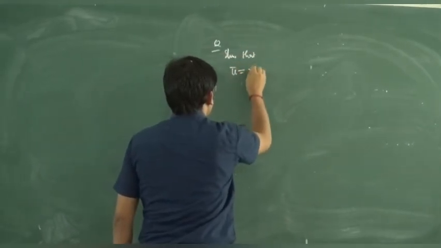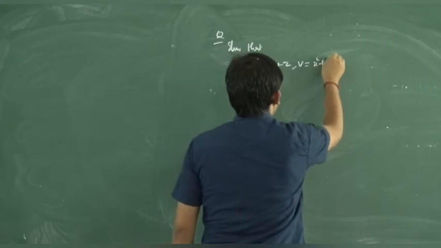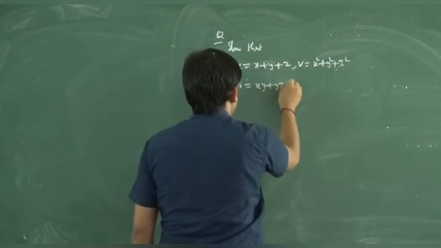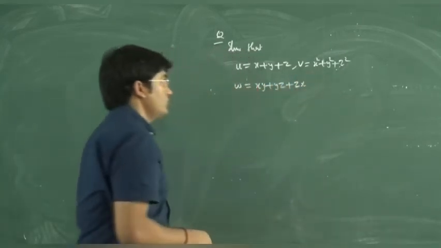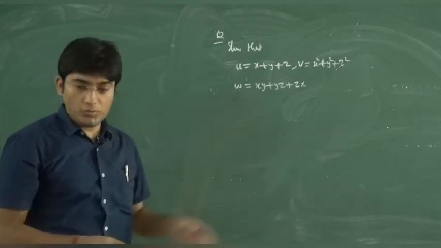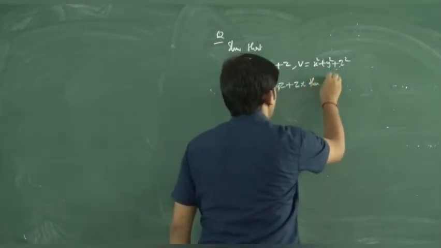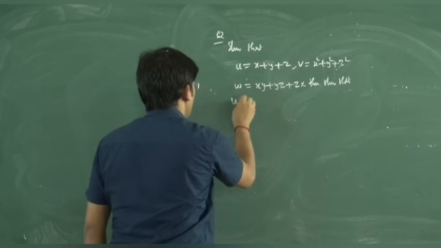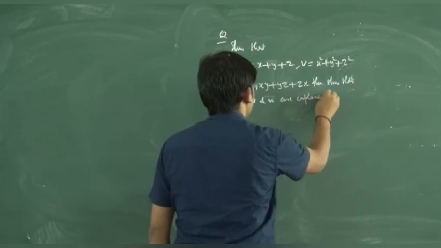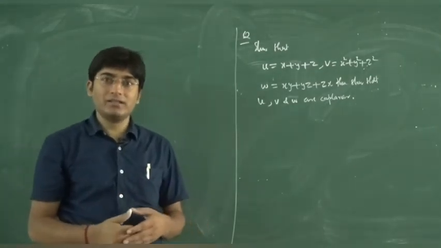for u equal to x plus y plus z, v equal to x square plus y square plus z square, and w equal to xy plus yz plus zx. So if these are u, v and w, then show that u, v and w are coplanar. So here we have to show that these are coplanar, that means they lie in the same plane.